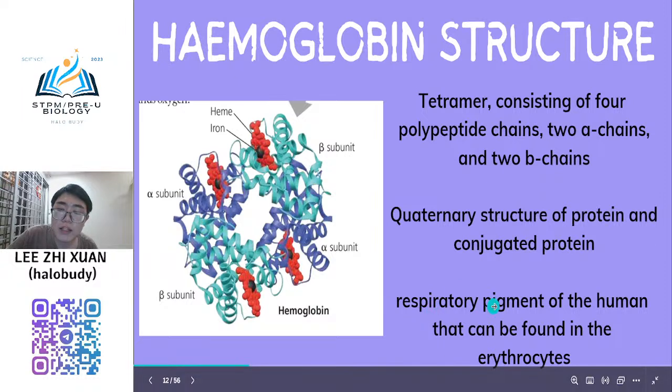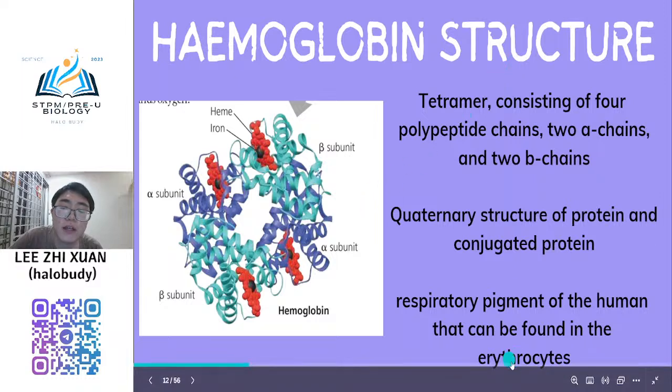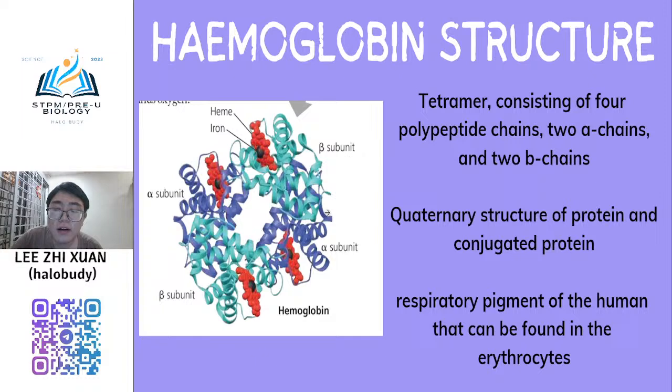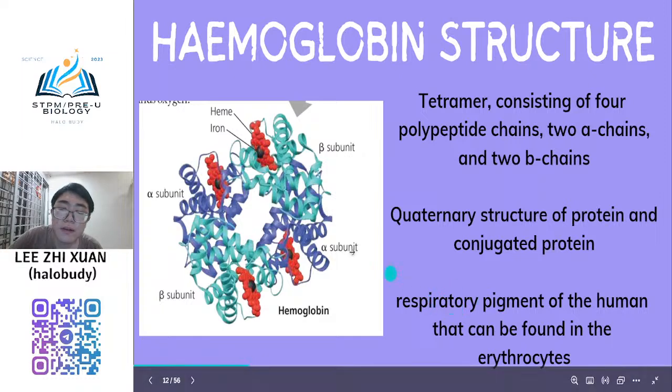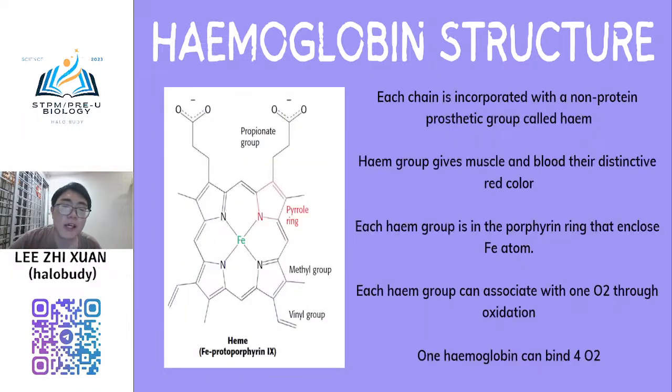So it is the respiratory pigment for humans that can be found in the erythrocyte. This hemoglobin is only found in the erythrocyte, what we call the red blood cell. Only red blood cells have hemoglobin. The other cells cannot have it. So you need to know the location. Okay.